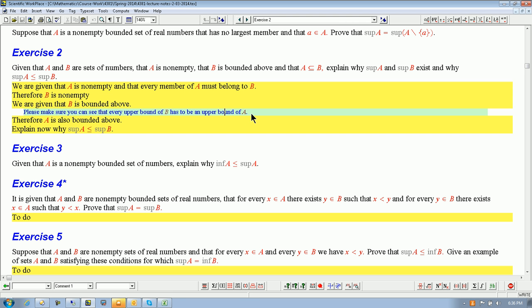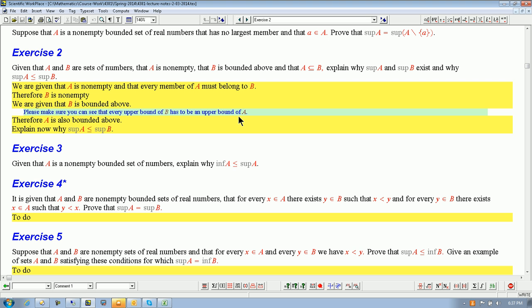Now, this required a proof. How do you prove for every? What's the first word in your proof? Suppose. Suppose that W is an upper bound of B. You understand? Now ask yourself, what is it that I've got to prove? I've got to prove that W is an upper bound of A. Ask yourself, what does that definition say?